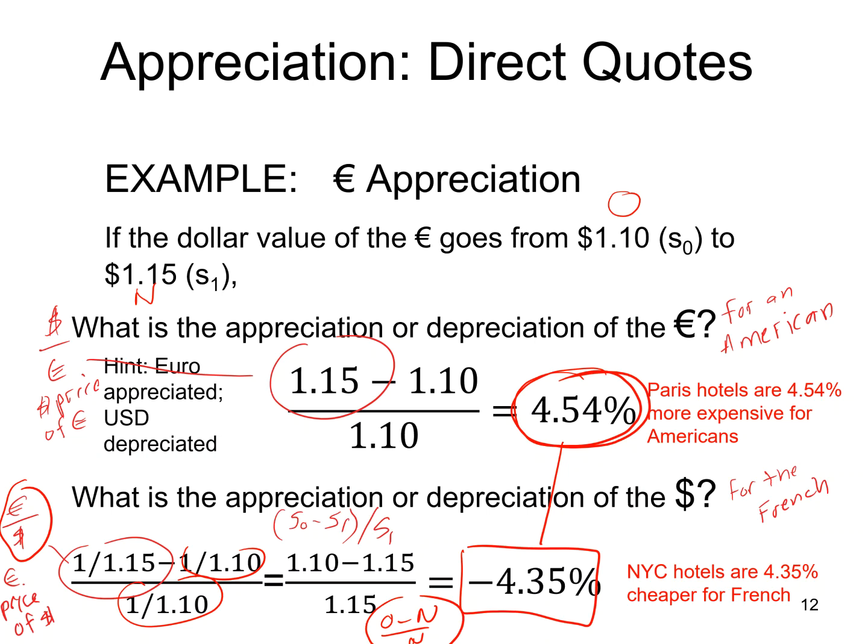So if you want to talk about what happened to the base currency, do new minus old over old. So the dollar price of the euro, just do new minus old over old. Talk about the euro. But if you want to know about the dollar, what happened to the price of the dollar for Europeans, do old minus new over new.